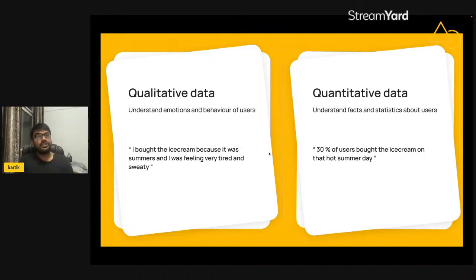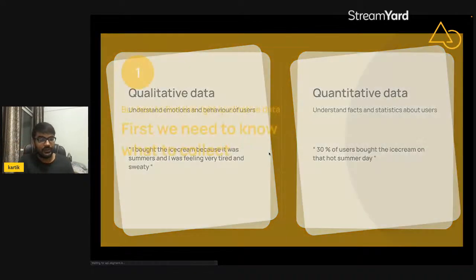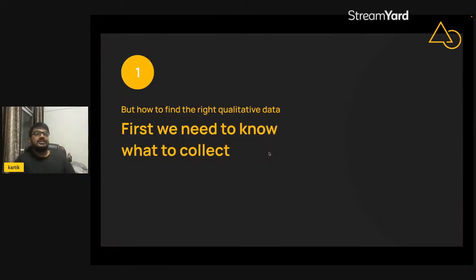So what I like to do is find the right quality data, convert it into quantity data, and use this quantity data to map my UX solutions. I'm going to show you how I go about it. So it all starts, this is the first major step, it all boils down to finding the right quality data. And finding the right quality data, first we need to know what to collect.